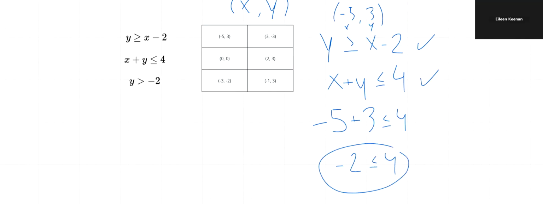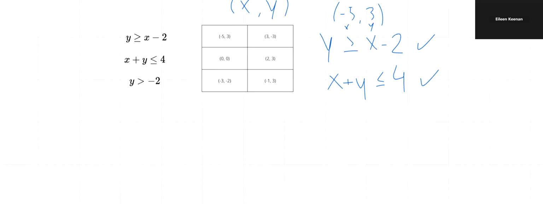That works. Okay, so now let's try the very last one. This one is just y is greater than -2. So we just take our y and plug that in. Is 3 greater than -2? 3 is greater than -2. Is that true? That's true. So that checks out. So then yes, this point would be a solution for our system of inequalities here.